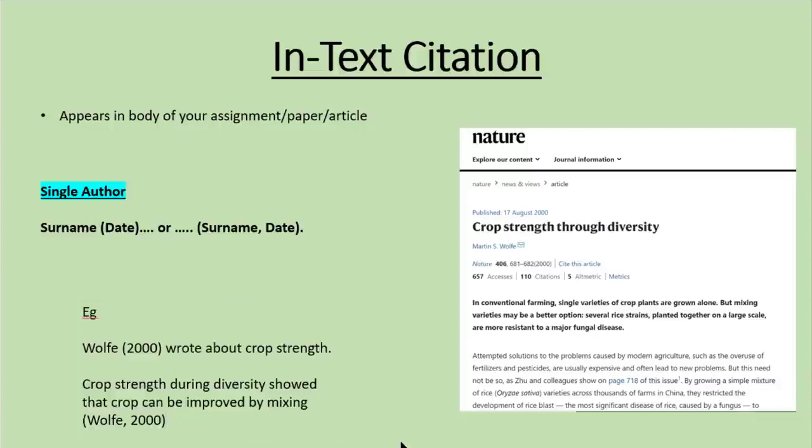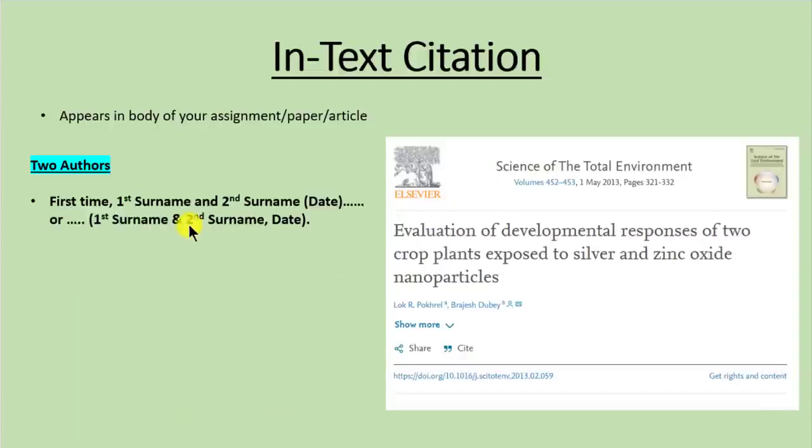And this is for a single author. And if there are two authors as shown in this example, then for the in-text citation you write the first surname and second surname, bracket date, then the sentence. Or if the in-text citation is appearing at the end of the sentence, then bracket first surname and second surname, comma, date. Let's do an example here again.